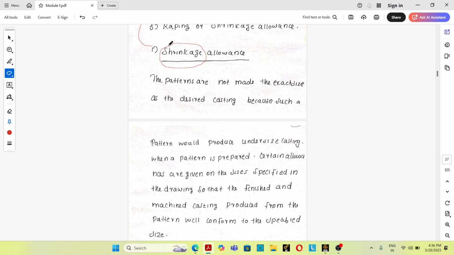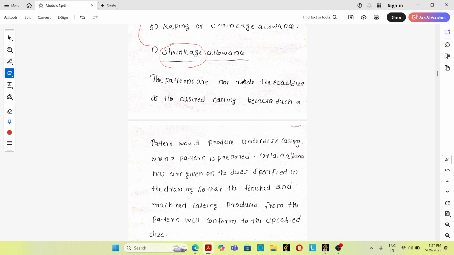So in order to avoid that shrinkage defect, the pattern size should be a little bit increased, and the mold cavity size will also be increased considering the shrinkage. If the pattern size is considerably increased based upon the shrinkage, the mold cavity size will be increased, and after solidification an exact size casting will be produced. That is known as shrinkage allowance.